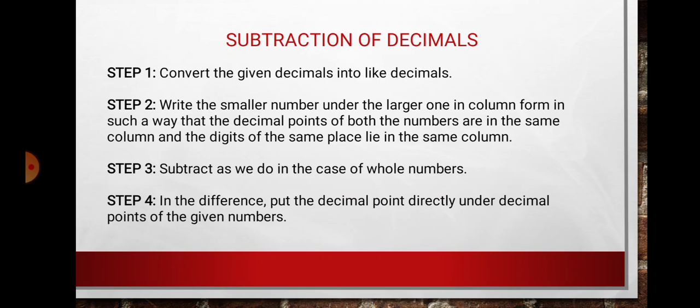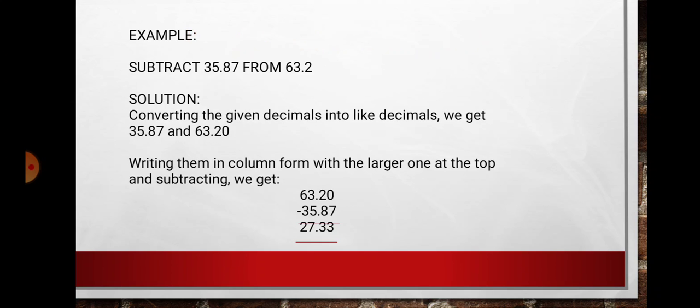The decimal points of the numbers should be in the same column and the digits of the same place should lie in the same column. In case it is the tenths place, the digit below should also be exactly in the tenths place. Subtract as we do in the case of whole numbers. In the difference, put the decimal point directly under the decimal points of the given numbers. So we have taken the two numbers as 35.87 from 63.2.